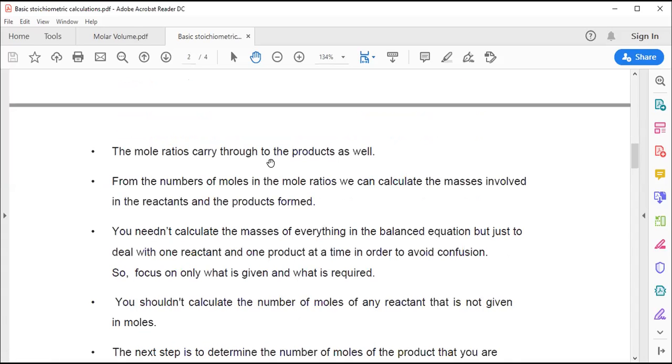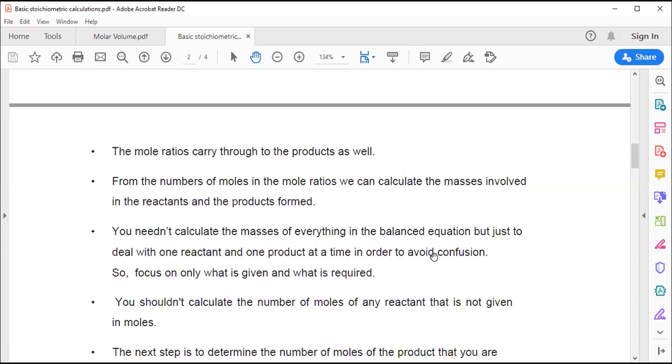Right, next one. The mole ratio is carried through to the products as well. So you can compare the mole ratio of reactants and products. So I can compare the one that is a reactant to the one that is a product. From the numbers of moles in the mole ratios, we can calculate the masses involved in the reactants and the products. So I can calculate the number of moles for anything. It can be reactants or it can be products. And I can use anything: concentration, mass, number of particles with Avogadro, or volume. You need not calculate the masses of everything in the balanced equation. You only answer what has been asked. Because I can calculate anything, once I have got the moles, I can get anything.